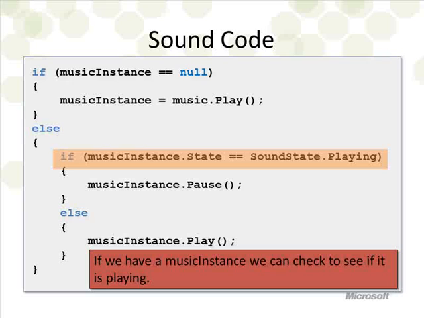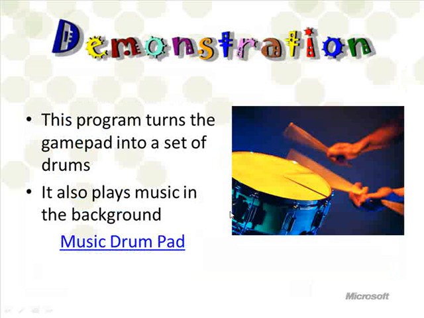If I have an instance of this thing going, then I check to see what state it is. Now, sound effect instances tell me the state they've presently got. And if they're playing, they're playing. And if the state is not playing, it ain't playing. So here, if it's playing, we pause it.